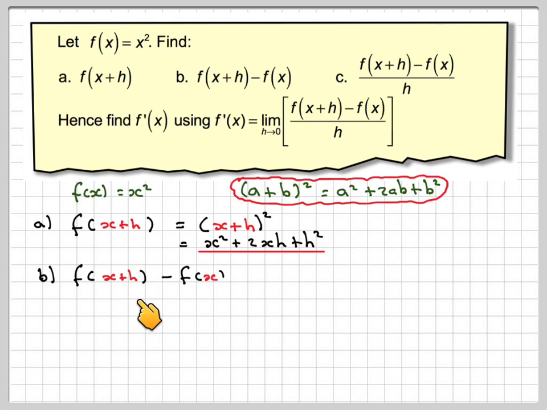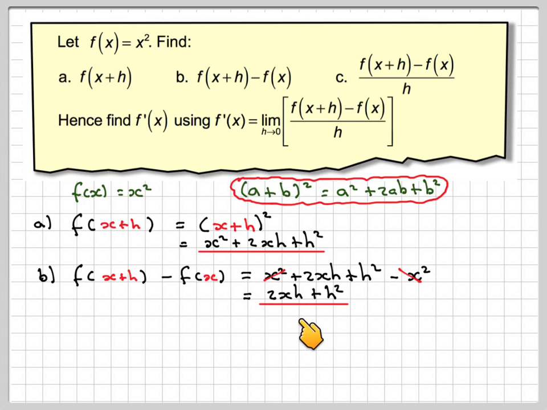Part B, f of x plus h minus f of x. So that's going to be all of that minus x squared, f of x, which is x squared. Obviously the x squareds cancel out, and you're just left with 2xh plus h squared.